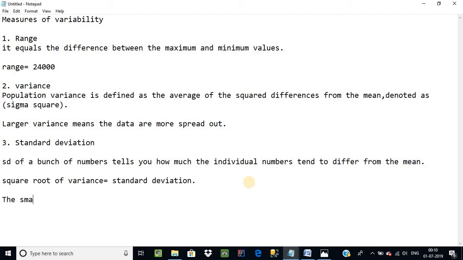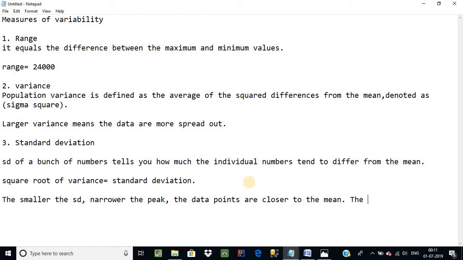The smaller the standard deviation, narrower the peak. The data points are closer to the mean. The further the data points are from the mean, the greater the standard deviation. Please keep this in mind.